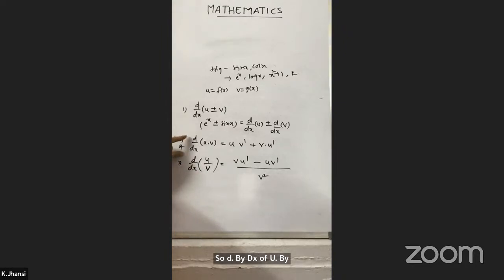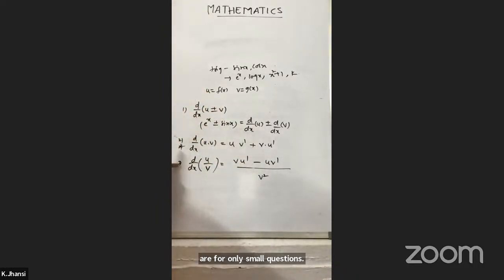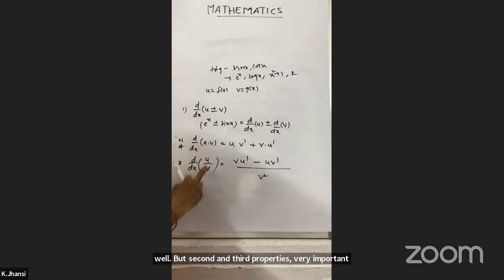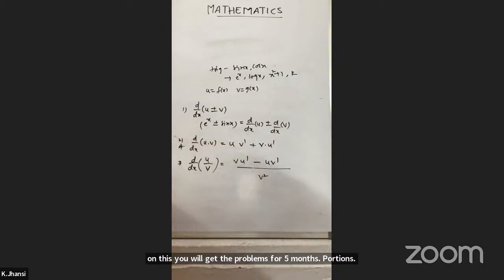Okay, so these two are important for solving the problems. These are for only small questions. Okay, just you understand the concept you can do this one, but second and third property is very important. So on this you will get the problems for 5 marks questions. Okay, so after that all the formulas are there in your test room, you see those formulas, and in this only you have the concept of partial differentiation is there.